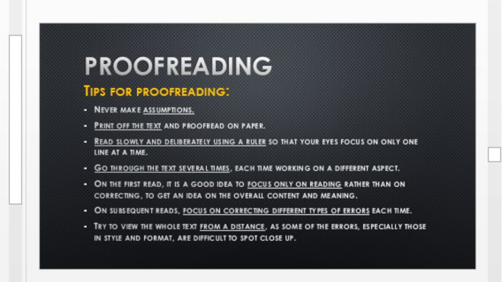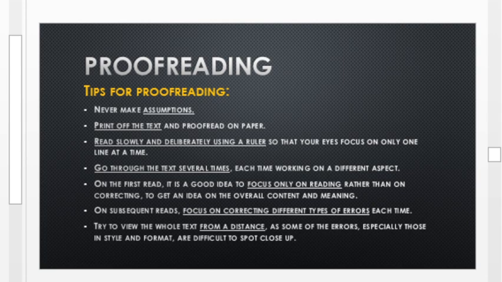Some would use a pencil or pen to point at that particular line or that particular word you are reading, so that your eyes focus on only one line at a time. Okay, this one is because some people prefer to use a ruler, some do not. And then you go through the text several times, each time working on a different aspect. Maybe the first one you are looking at the grammar, second you're looking at the layout, third maybe you're looking at the other types of features that you need to make sure it is perfect.